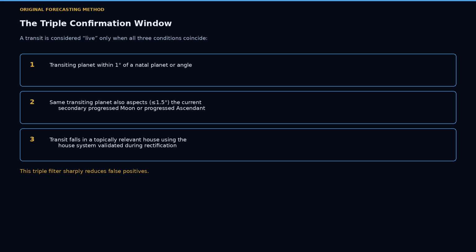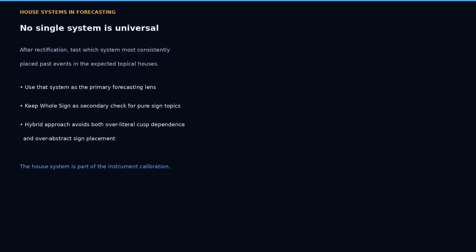House system note for forecasting. No single house system is universal. After rectification, test which system most consistently placed past events in the expected topical houses. Use that system as the primary forecasting lens. Keep Whole Sign as a secondary check for pure sign-based topics. The hybrid approach prevents both over-literal cusp dependence and over-abstract sign placement.